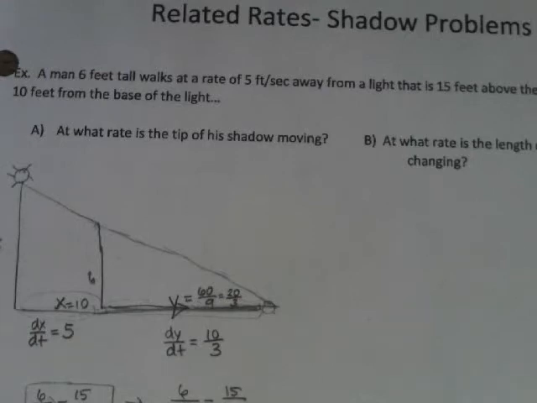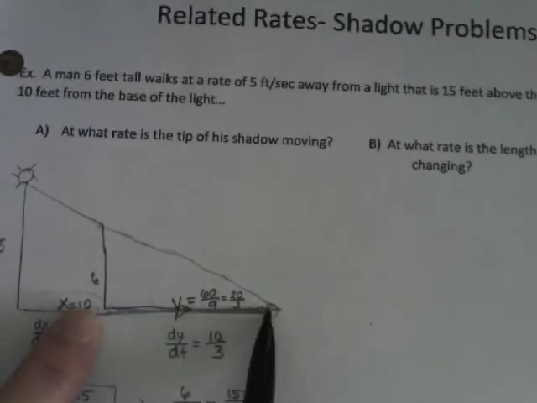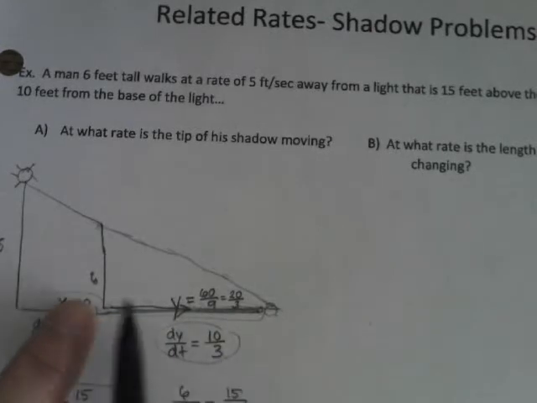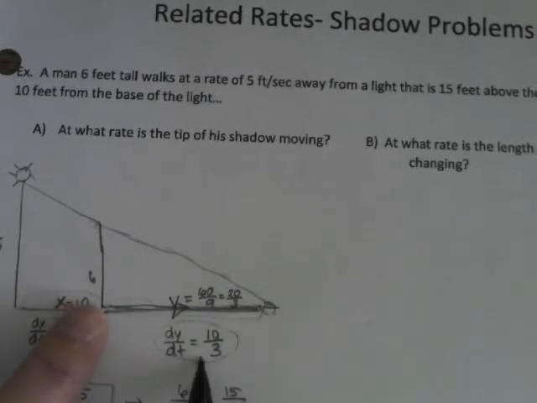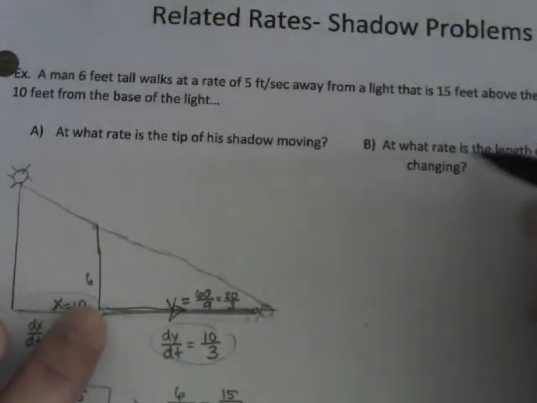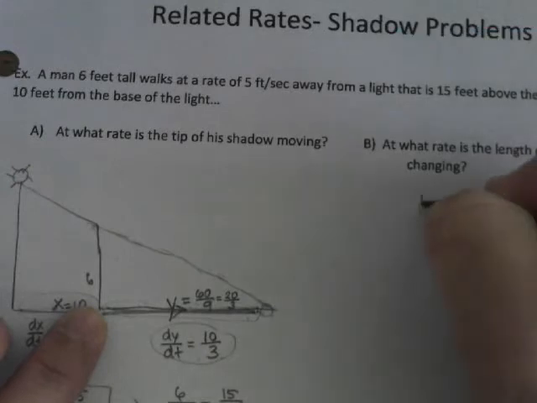The length of the shadow is the dy/dt. The length of the shadow is just the dy/dt, and that's the rate at which that's changing. So that's part B. So 10/3 feet per second.